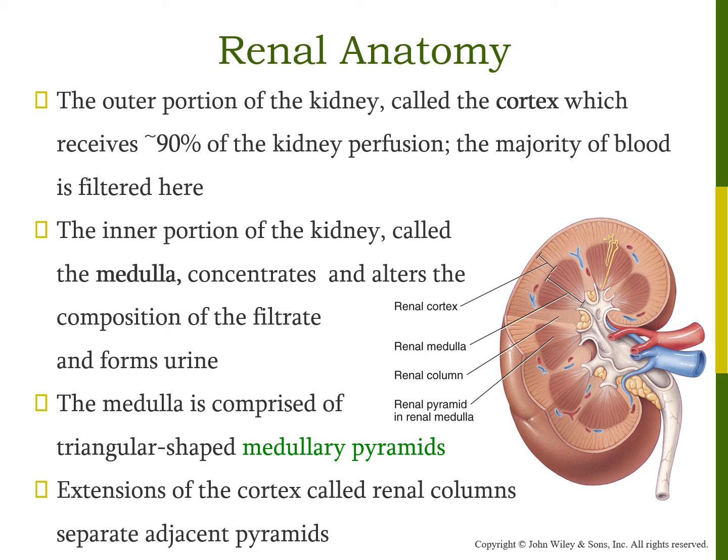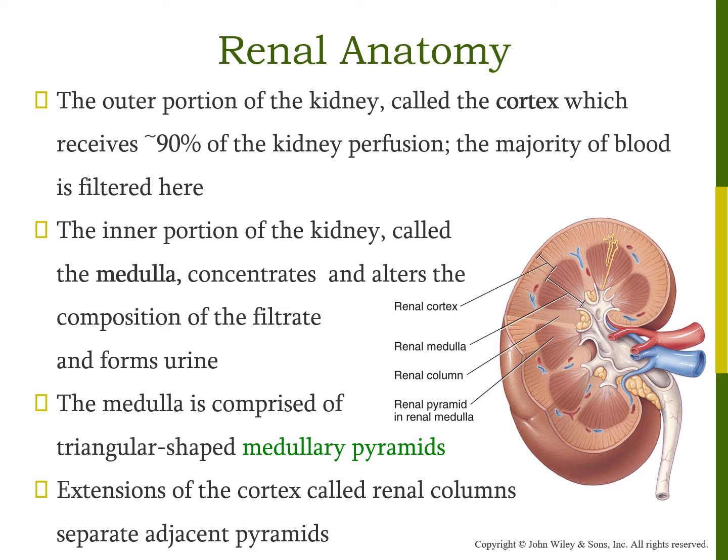So there's a constant exchange between the blood and the filtrate to alter the composition of the filtrate, but ultimately alter the composition of the blood. Whatever remains in the filtrate becomes urine, which is excreted from the kidneys and the body.